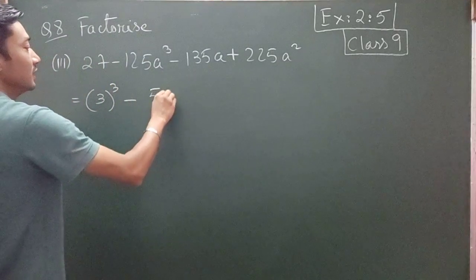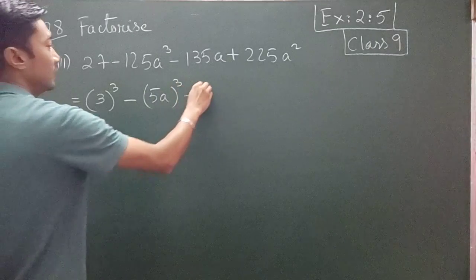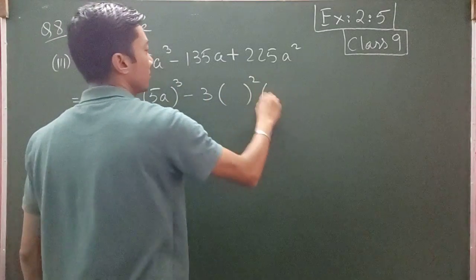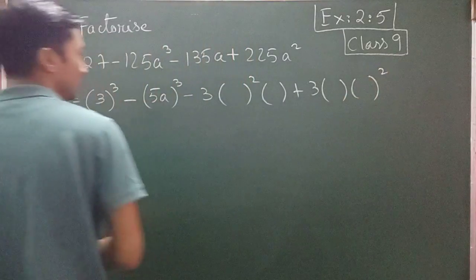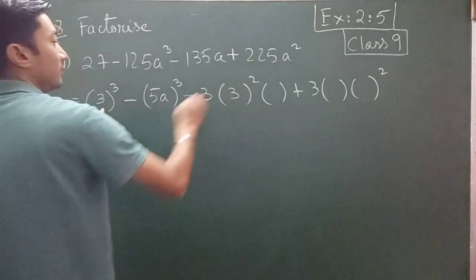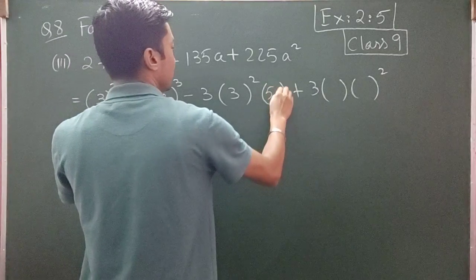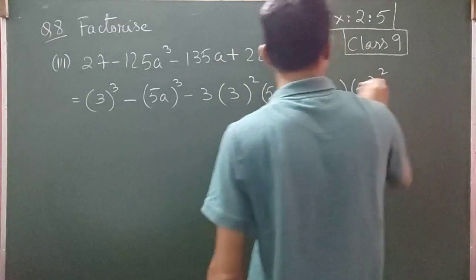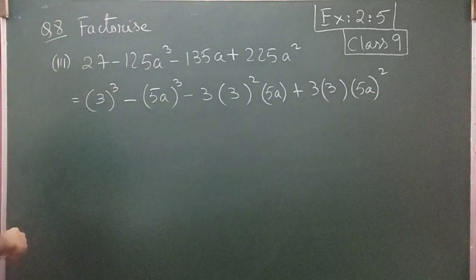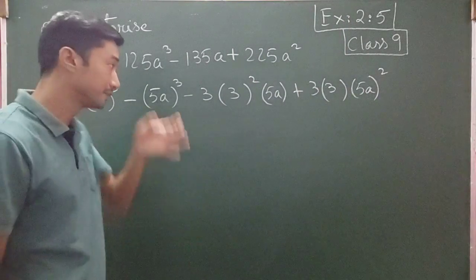125 is 5a whole cube minus, it should be 3a squared b plus 3ab squared. So accordingly, it is 3, this is a, this is b. So first term is 3, second, no? A minus b. Now let's check now the checking part.